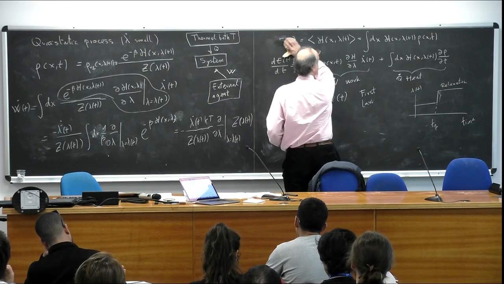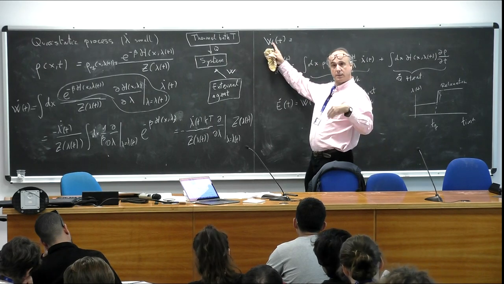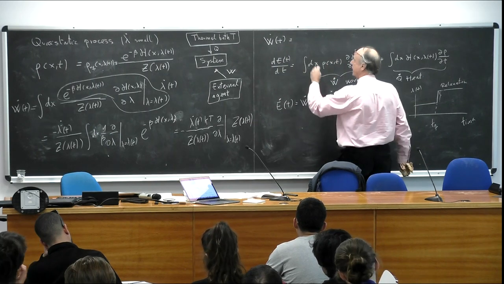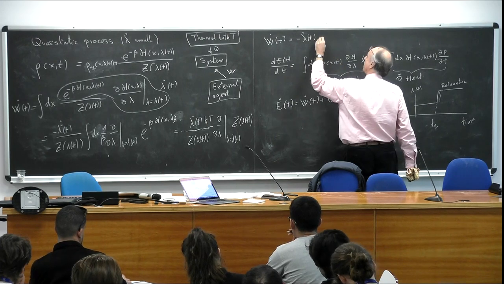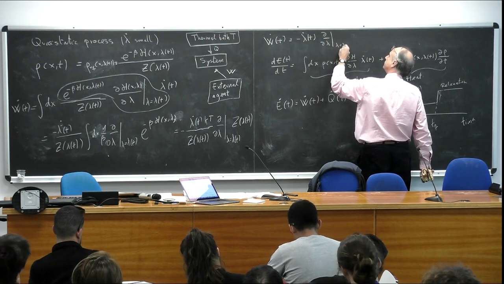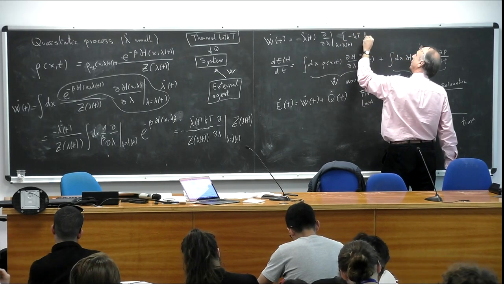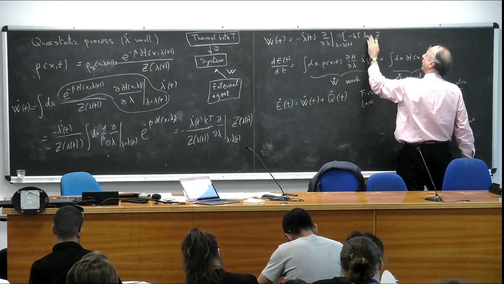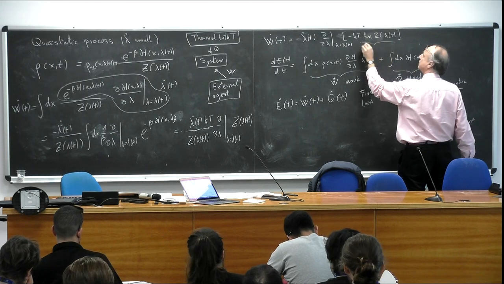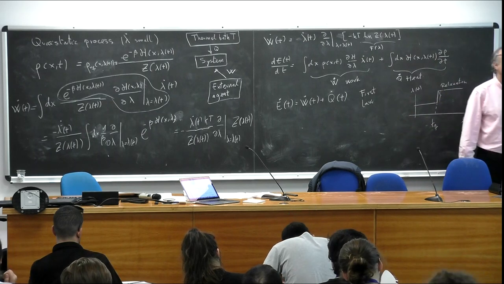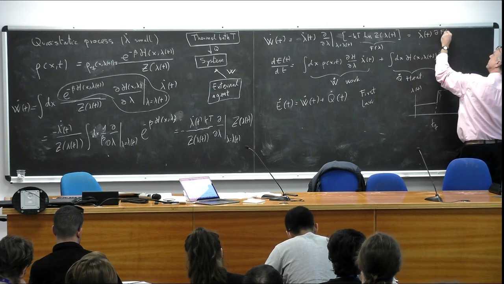So the work, this is the power actually, the work per unit of time, is minus kT times minus lambda dot, and here is the derivative with respect to lambda of minus kT log Z. In this case, it's the natural log. And this is what we call the free energy. This is the free energy in statistical mechanics. So you have that the power is lambda dot times the derivative of the free energy with respect to lambda.